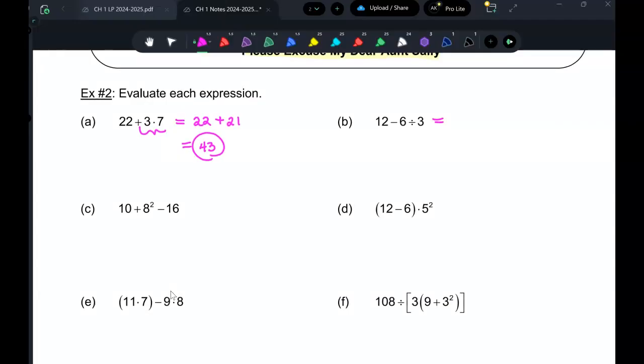What operation is more powerful, Aaron? Division. Good. Division is first. Then 4 minus 2 is 10. Good.